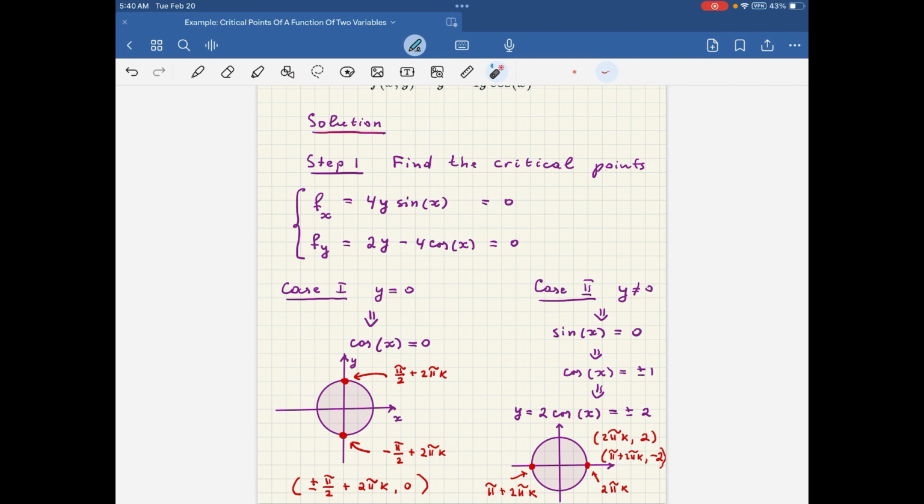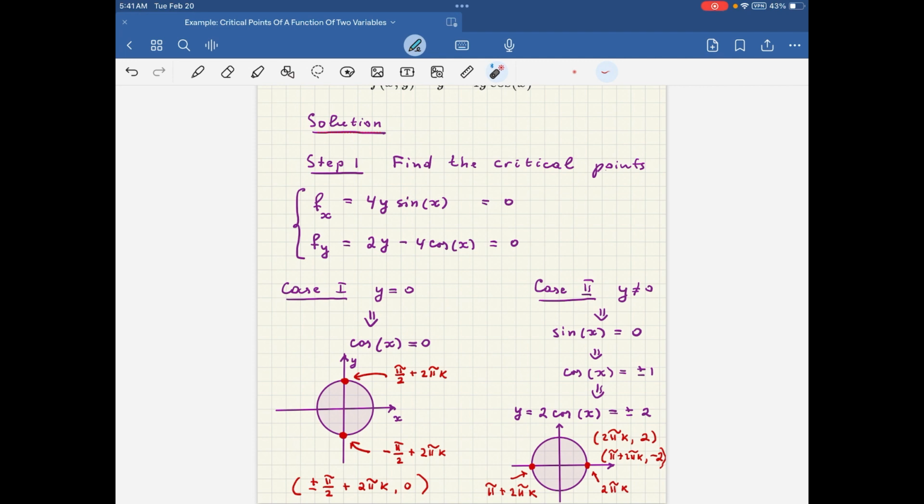Now, solving for x, cosine x equals plus or minus 1. Again, we can solve this equation using the unit circle. On the unit circle, we this time look at points that have x coordinate equal to positive or negative 1. The first point corresponds to x values which are an integer multiple of 2 pi, and then the second point corresponds to values of x which are pi plus an integer multiple of 2 pi, and this gives us the critical points (2 pi k, 2) or (pi plus 2 pi k, negative 2).